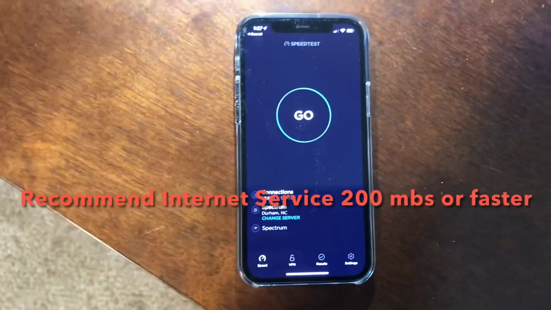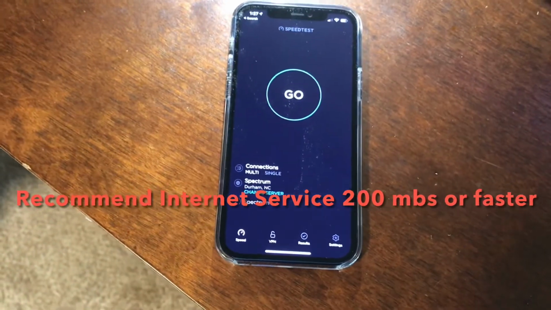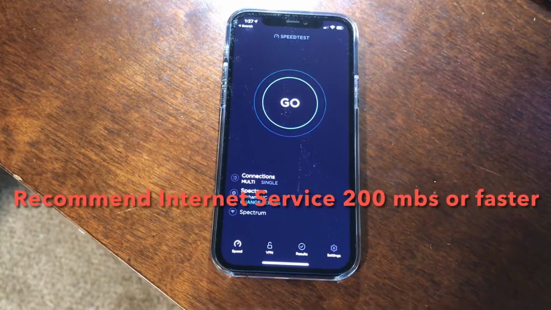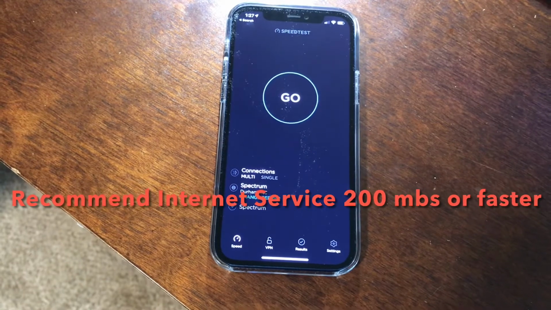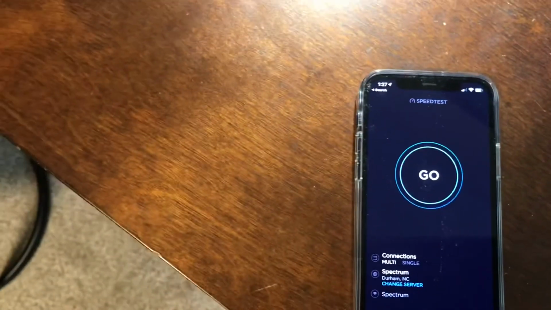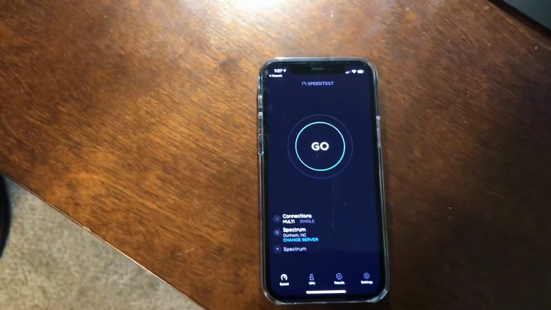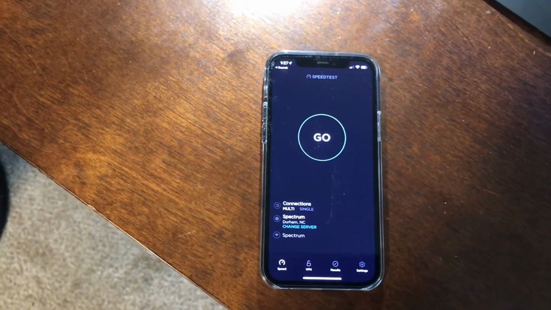Okay, I would recommend that you have, with your internet service provider, at least 200 megabits per second internet service. I recently upgraded to 400 megabits, and I'll tell you the cost after what I paid for it. I was at 200 and I upgraded.